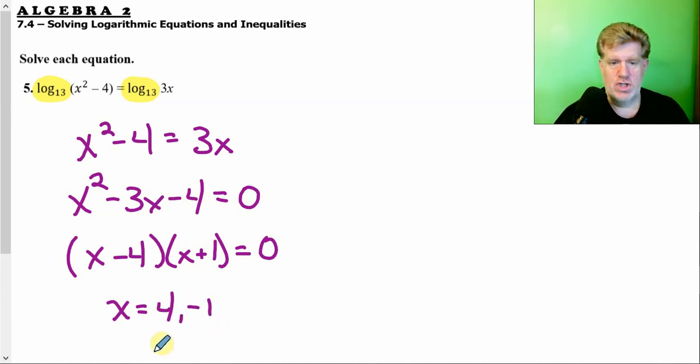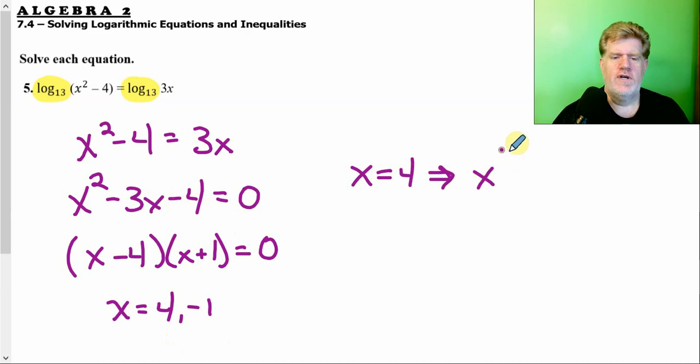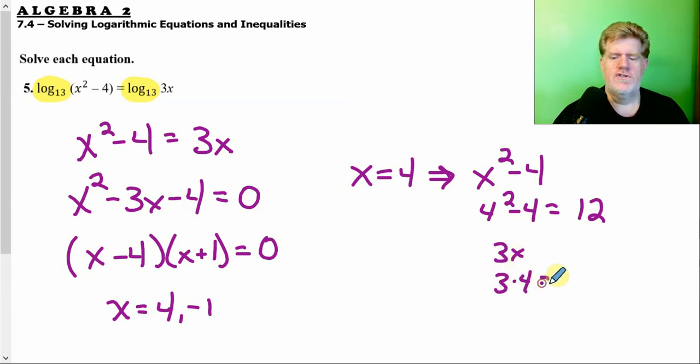Now we do have to make sure they both work. So let's try 4. I'm going to put it into x squared minus 4. What's 4 squared minus 4? 4 squared is 16. 16 minus 4 is 12. Looks okay. Put it into the other term, 3x. Well, 3 times 4 is 12. So they're positive and they're equal, so that's a good number. So I know x equals 4 is one of my answers.